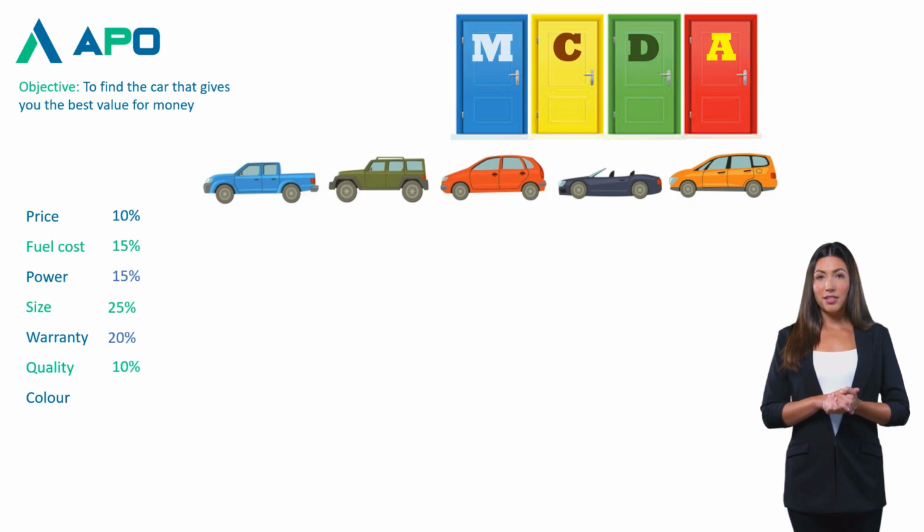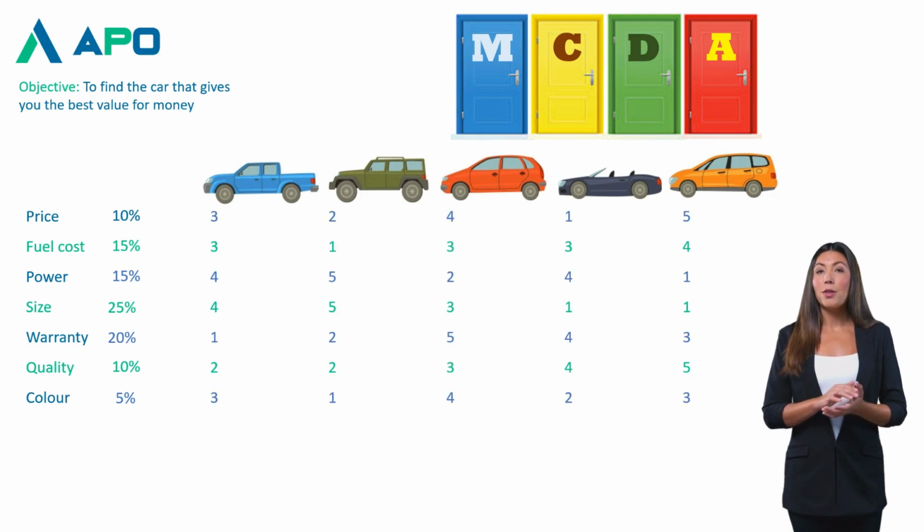Now you look at your choices of cars and rate each of them for each of the criteria. The best performing option gets the highest number of points, and the worst performing option gets the lowest number. 5, 4, 3, 2, and 1. You can see that it's not always the same car that performs best, and sometimes there are trade-offs.